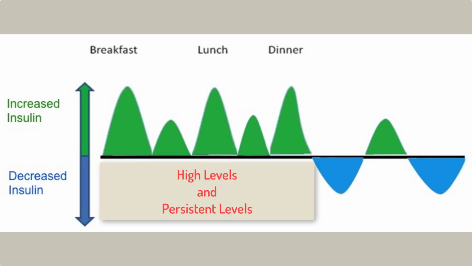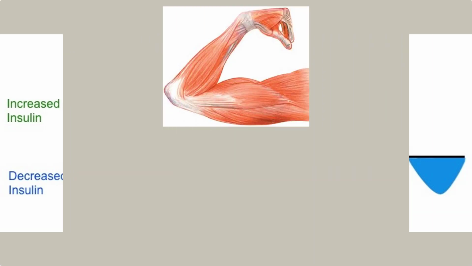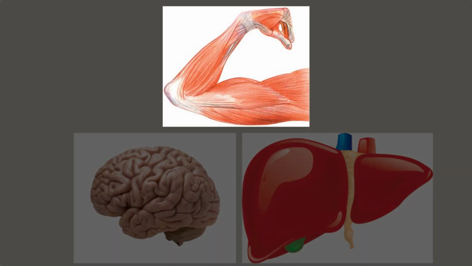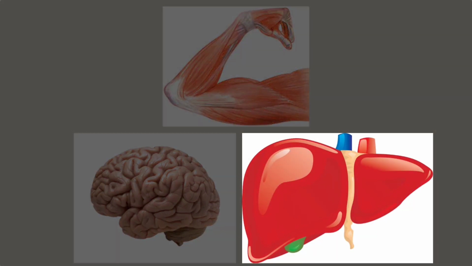Now, insulin doesn't affect all areas of the body the same. Each part of your body has a different sensitivity to insulin and thus a different resistance to it. They're separate and don't affect one another. For example, exercise increases the sensitivity of the muscles to insulin, but has no effect on the brain or the liver. And conversely, hepatic insulin resistance has no effect on the brain or muscles.